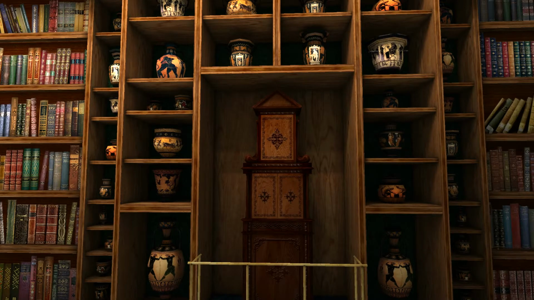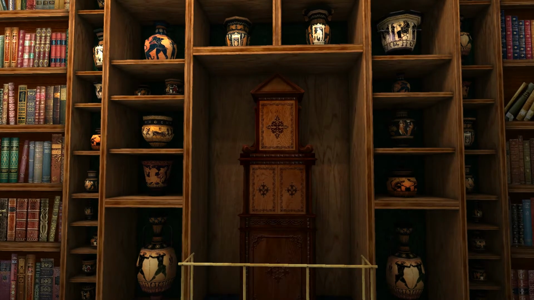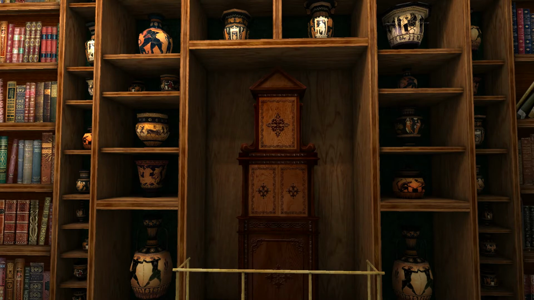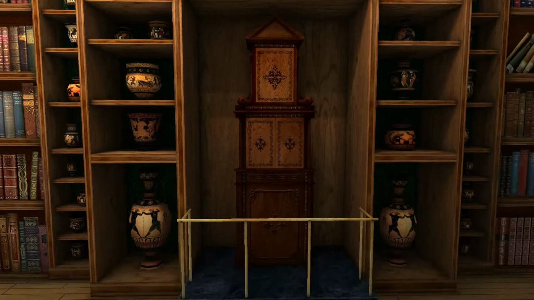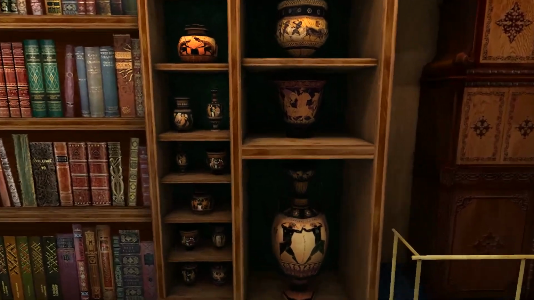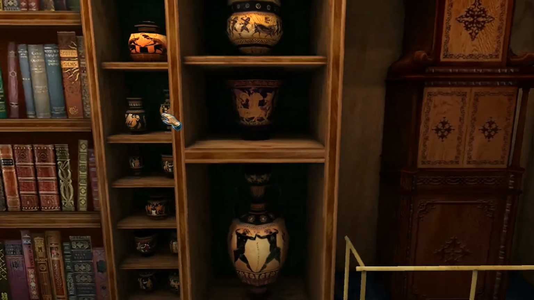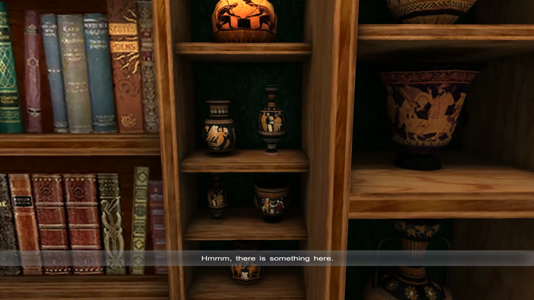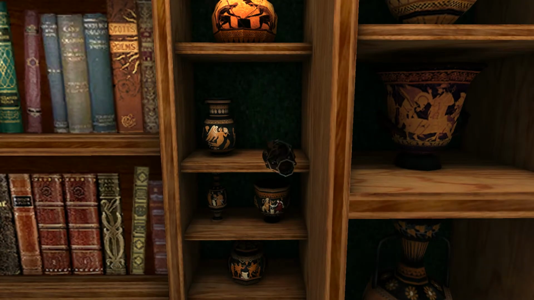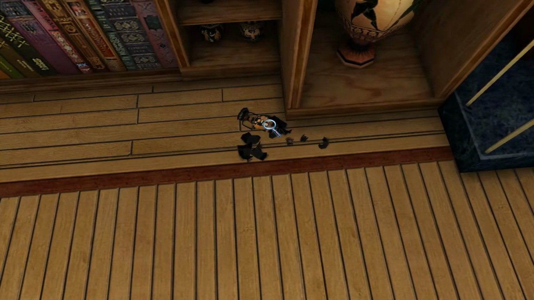We were working to solve the cases, so we have to find the right vase. Oh, is that it? That's our vase. Oh, how nice! I found it so simply. There is something here. Whoops. Okay. Oh, it's an assembly puzzle.